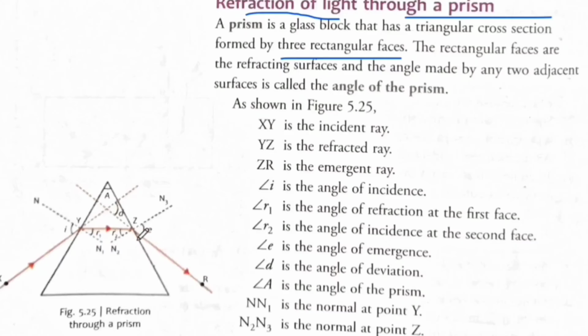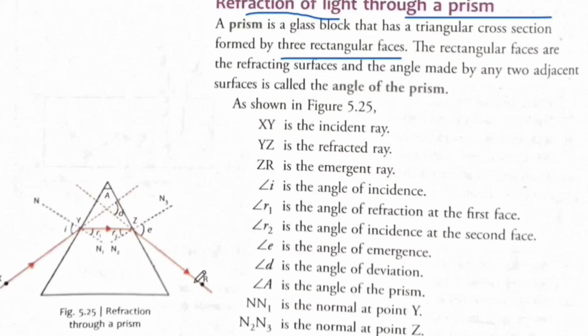And after entering into the prism, as glass is denser than air, the ray of light, this refracted ray, bends towards the normal. And it has made the angle of refraction r1. But this refracted ray again becomes incident on the second surface because it is going out from there. So this refracted ray is incident at point Z. And here the normal is N2, N3. At point Z, students, this refracted ray is incident.